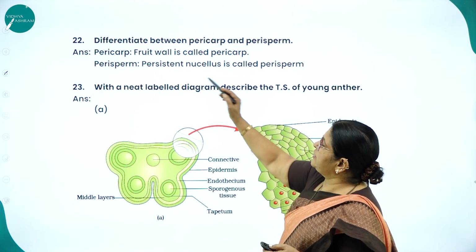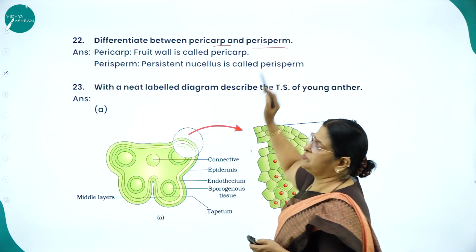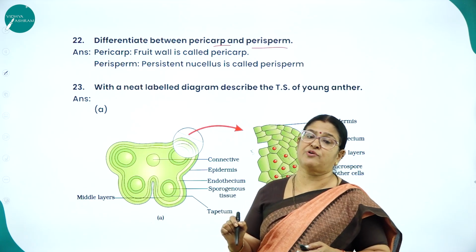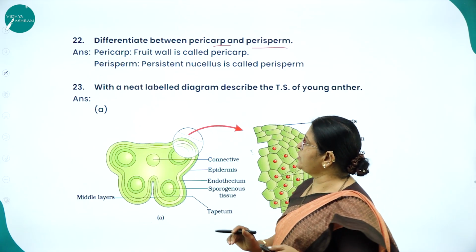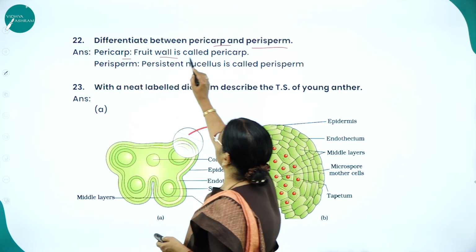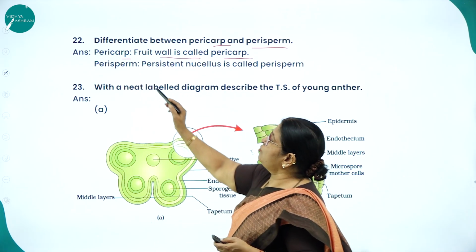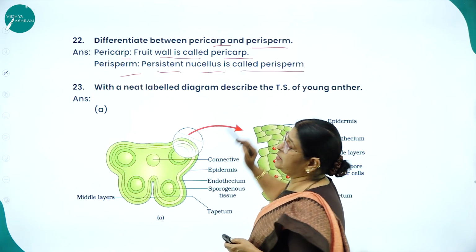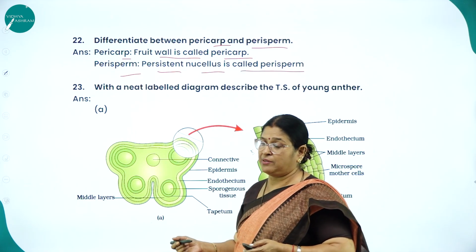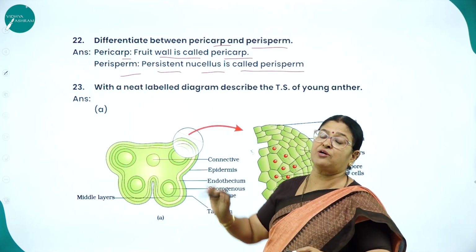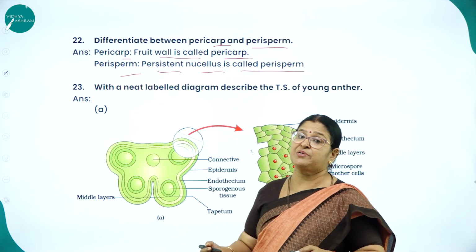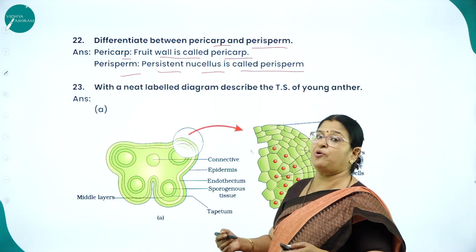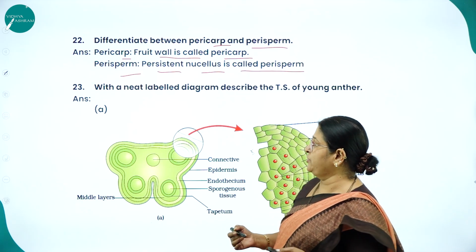Question 22 is the differentiation between pericarp and perisperm. This is also a very, very important question which is asked as a 2-mark question. Pericarp: the fruit wall is called the pericarp. What is perisperm? The persistent nucellus is called perisperm. For example, you can give black pepper. So this is a very important question. In most of the question papers it is asked. So it is a very important question from the examination point of view.